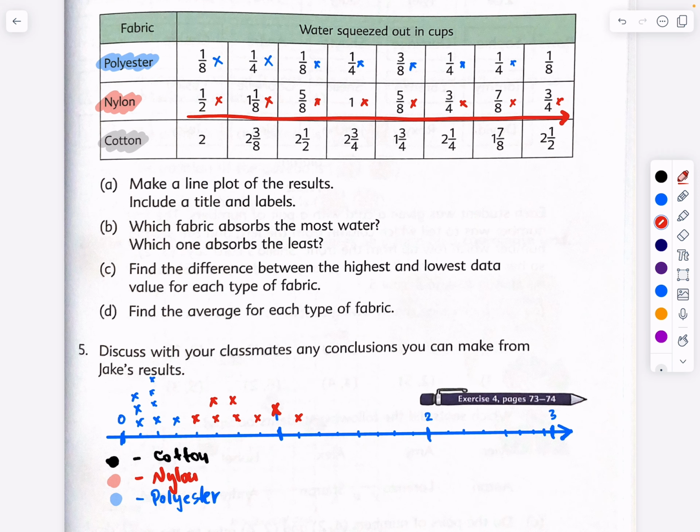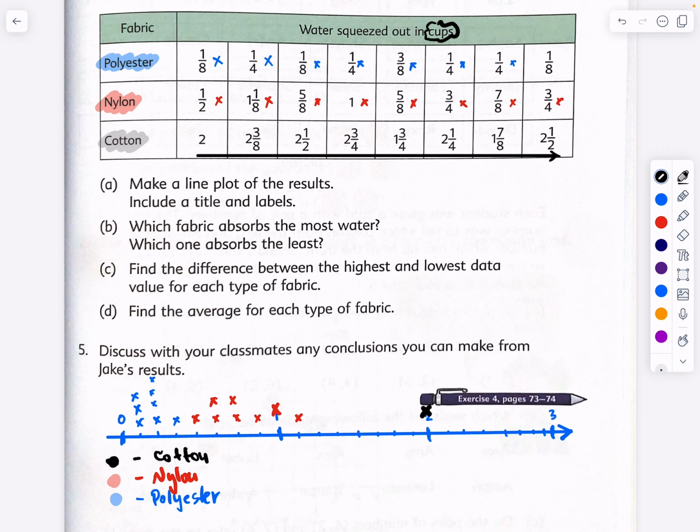Perfect. Now let's finish with nylon and let's pick up another color. I do like black in this case. I do like black for cotton. Now look how much water Jake was able to squeeze out of his cotton samples. Look at that. First, 2 cups. It's in cups. So here's our 2 cups.